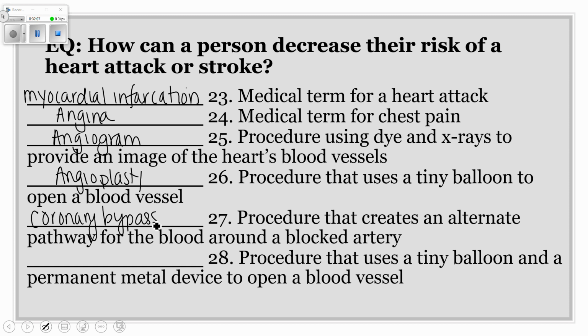If there's a 90% blockage, you want to make sure that you go around that blockage, because most likely an angioplasty or a stent is not going to work long term. So the bypass is your best bet there. Last one is tiny balloon with a permanent metal device. That is going to be a stent. And again, that also includes the angioplasty. They use the balloon in order to blow up the stent and lock it in place. And then they deflate the balloon and take that out.